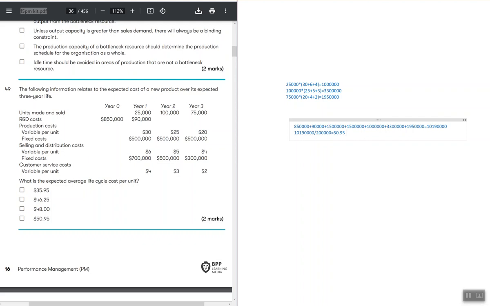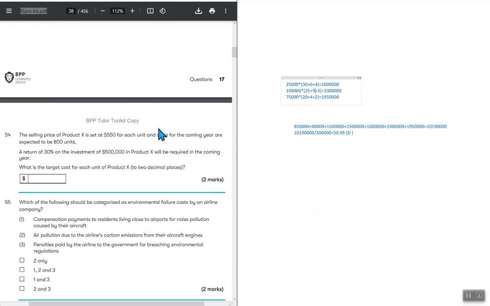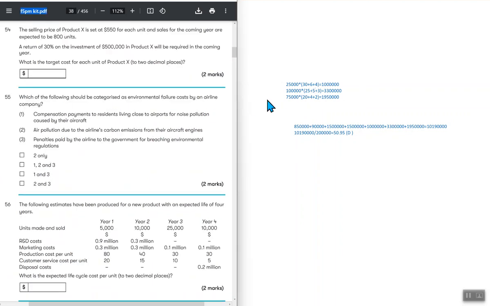Remember, the trick in life cycle costing is to take all the variable cost per unit and add it together and multiply it once, instead of doing it separately. Otherwise, it will take a lot of time. Okay, next.